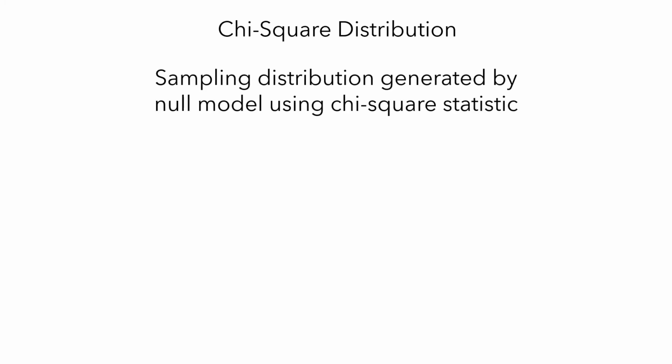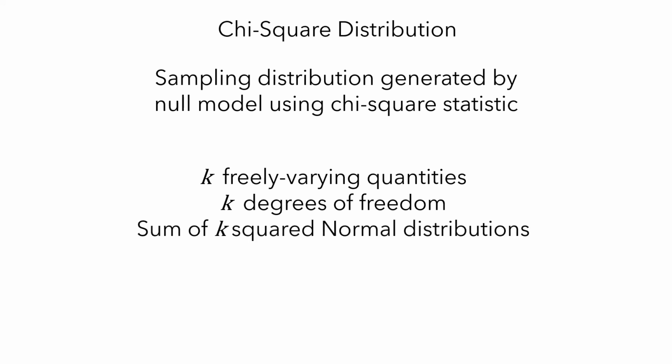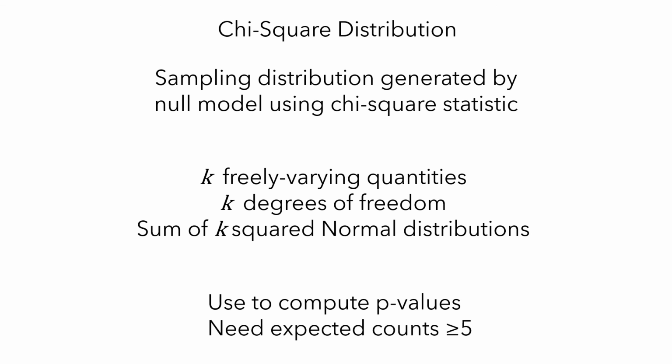So in this video, we looked at the chi-square distribution, which is a sampling distribution that would be generated from a null model using a chi-square statistic. When there are k freely varying quantities in this scenario, we say that there are k degrees of freedom, and the resulting chi-square distribution is the sum of k squared normal distributions. We use these distributions to compute p-values in scenarios where we are working with multiple categorical variables, or categorical variables with more than 2 possible values. And to do this, you need each of the expected counts to be at least 5.